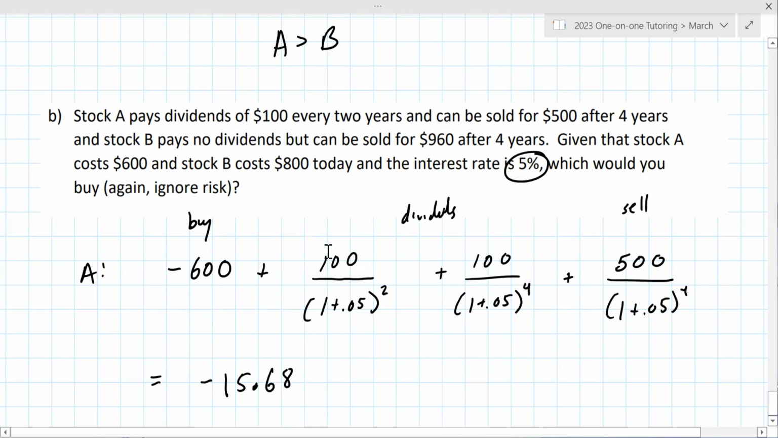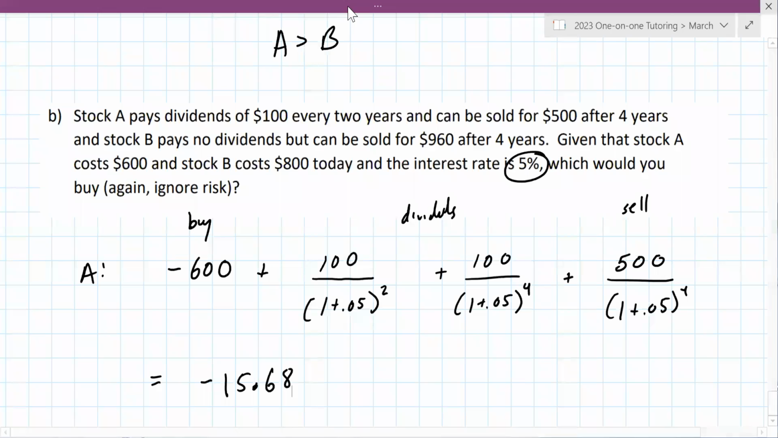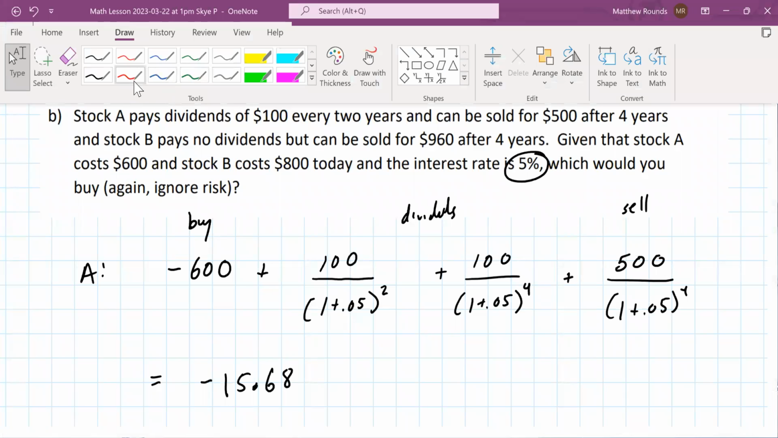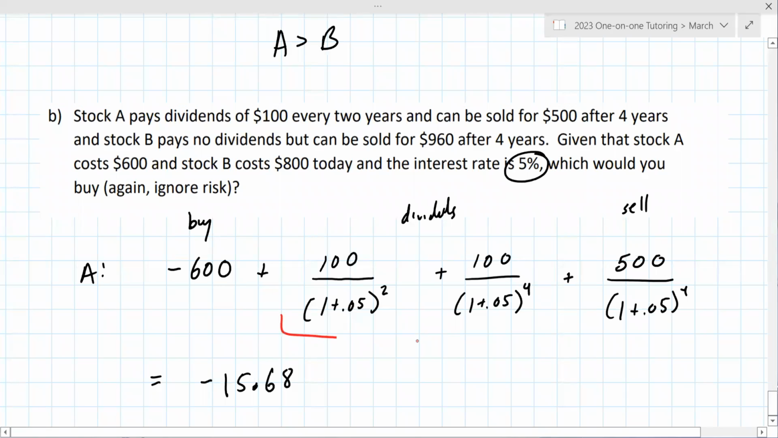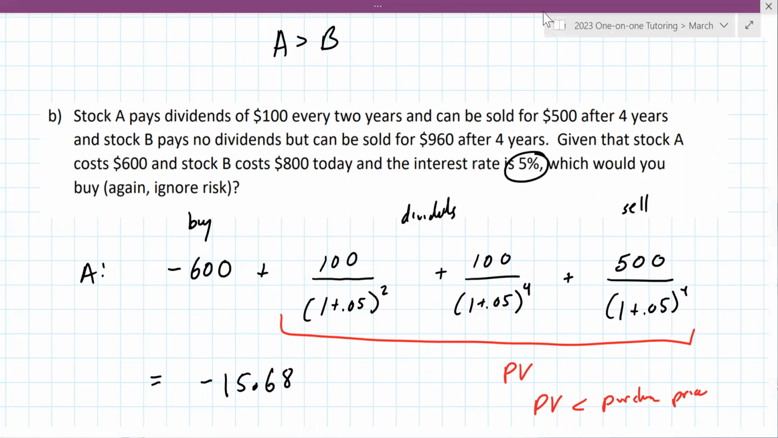Now they say it differently. They show you the present value, so the part I'm marking in red here, they call this part the present value. And then they say that the present value is less than the purchase price, which is why you would not do it. But I think it's better to look at it all together. You can decide that as well.